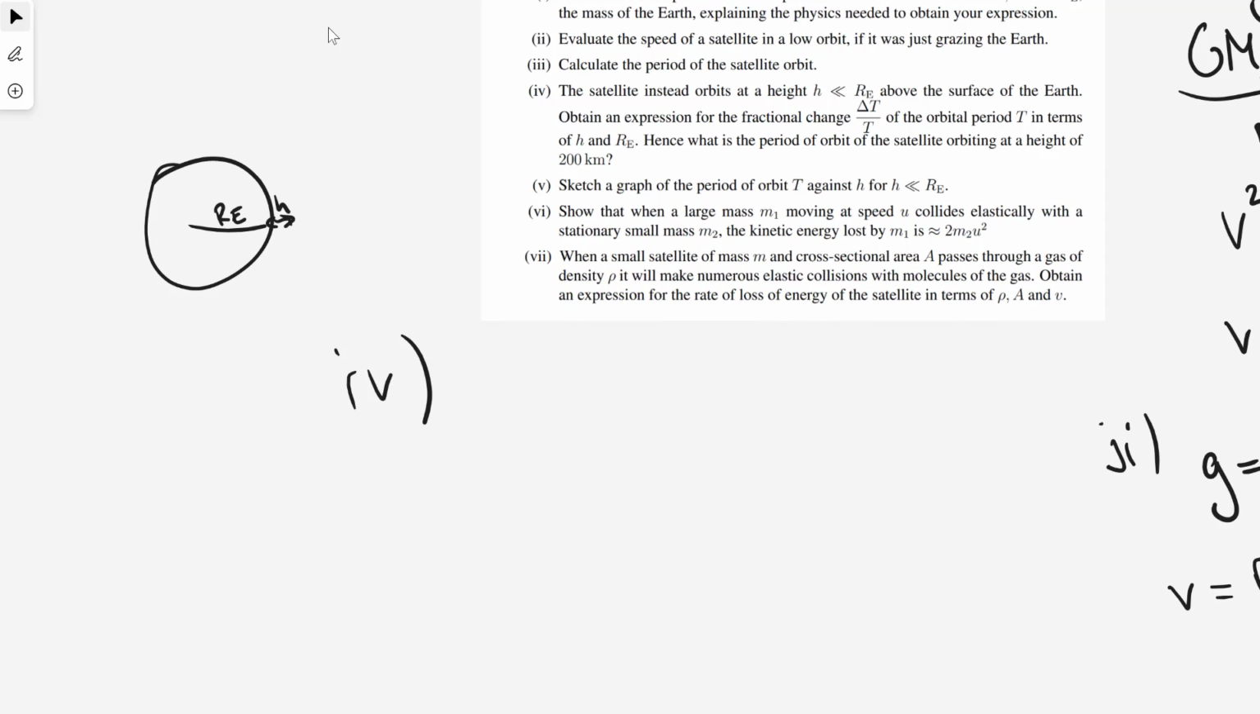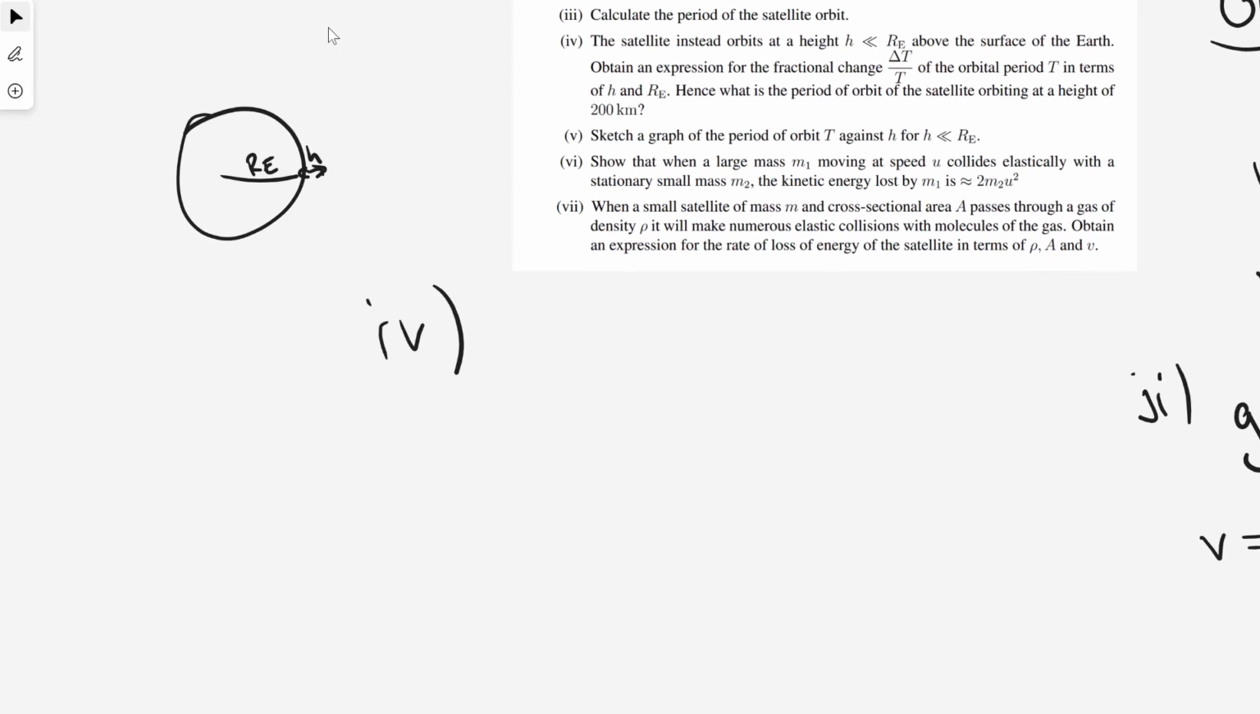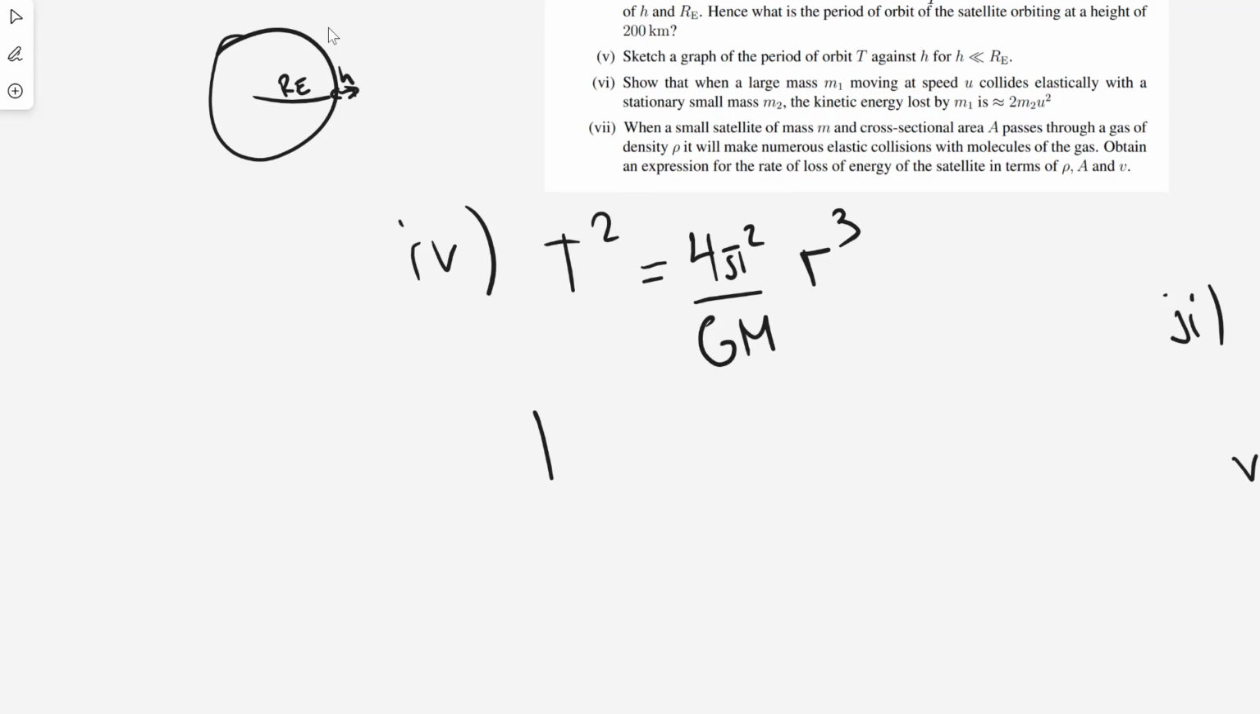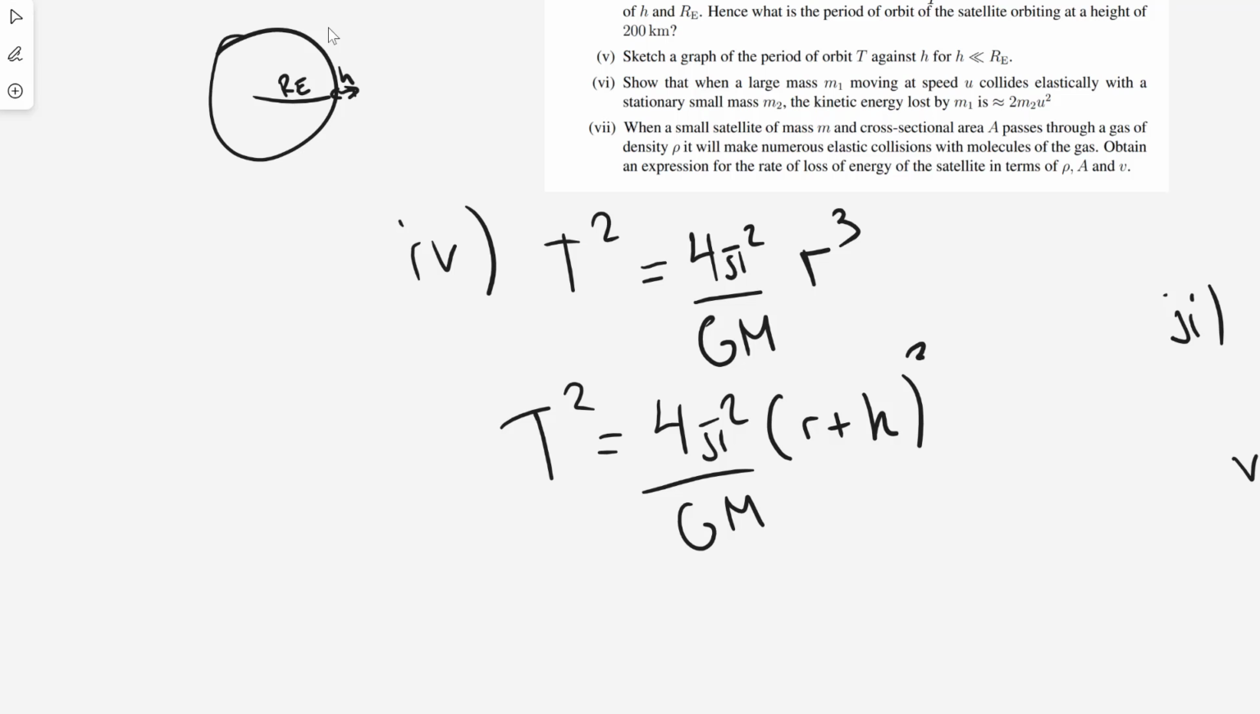Now, this question I can already tell is going to be using an expansion. Now, how do I know that? Well, let's just write down Kepler's third law once again. We know that T squared is equal to 4 pi squared over GM multiplied by the radius cubed. Now, if we were to add a small amount h, then this equation will turn into T squared is equal to 4 pi squared over GM, and that will be (r plus h) cubed.